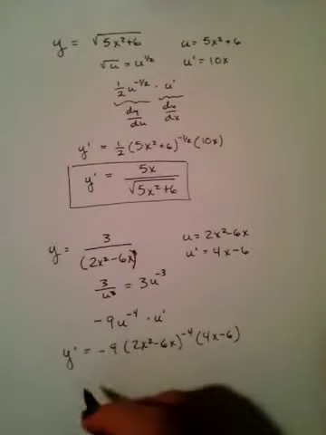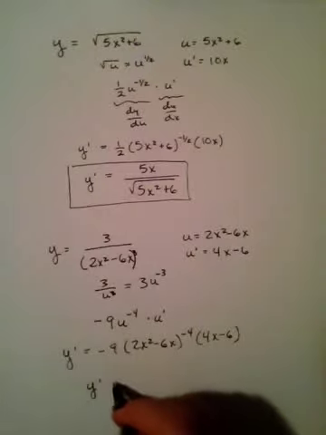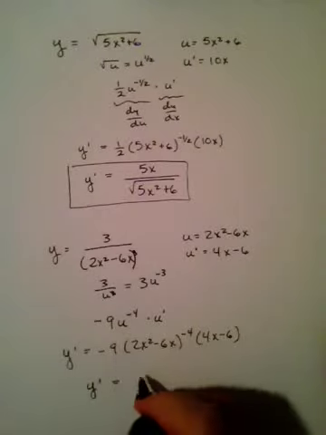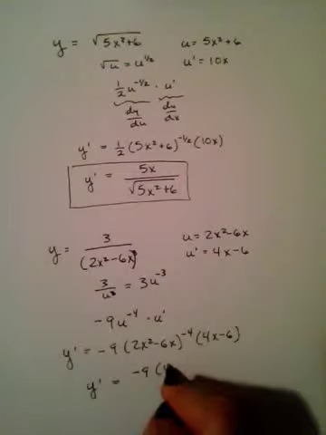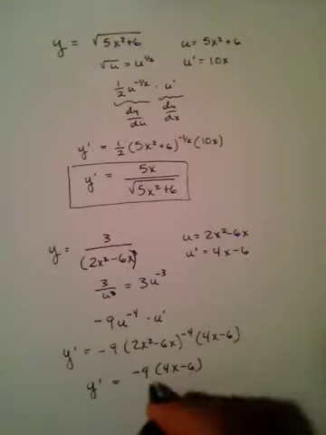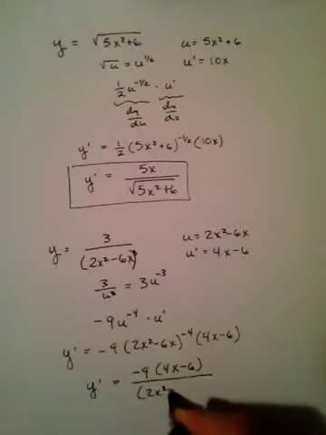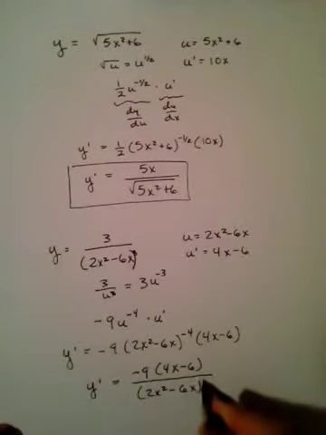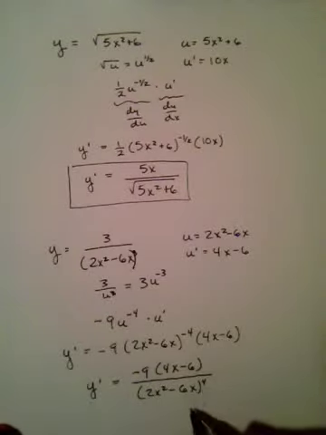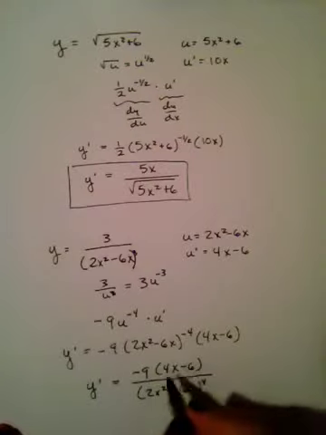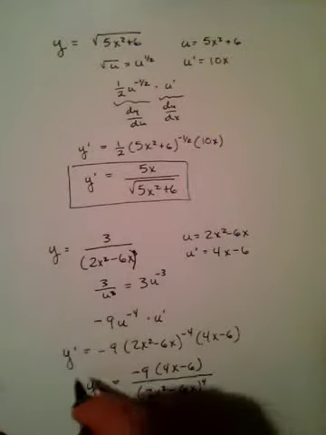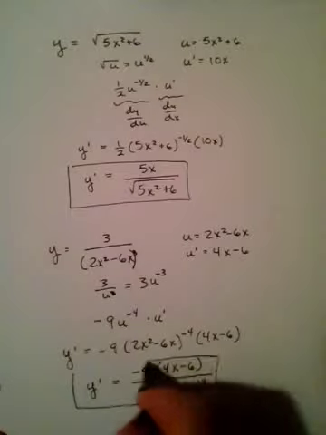If I rewrite this to make it look a lot prettier, I have a negative 9 in my numerator, a 4x minus 6 in my numerator, and I have (2x squared minus 6x) to the 4th in my denominator. And there might be some things I could cancel out, but I'm really not going to right now.